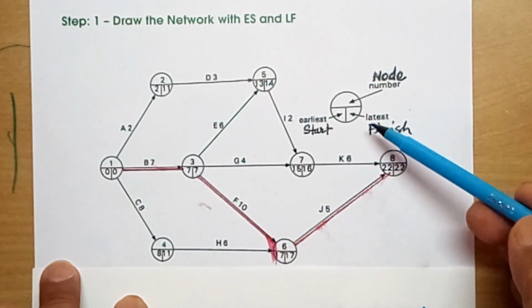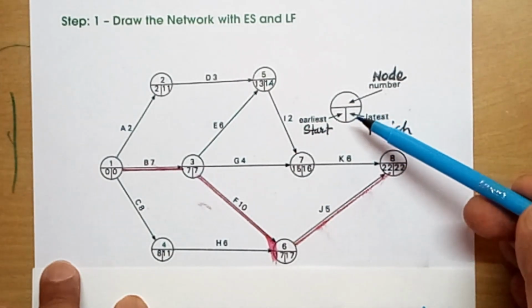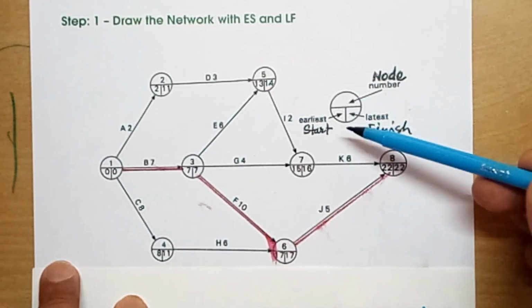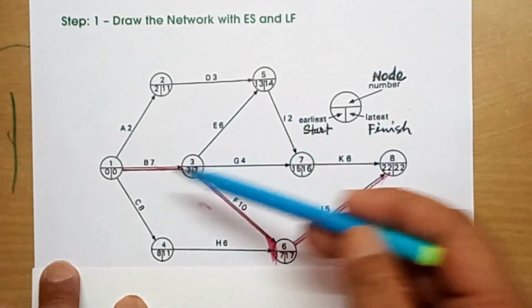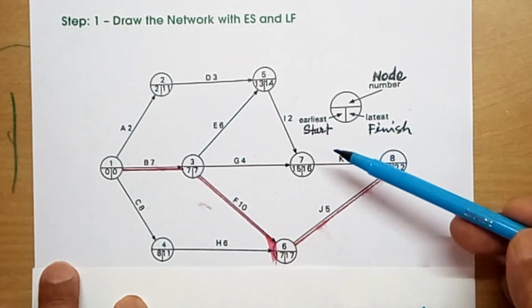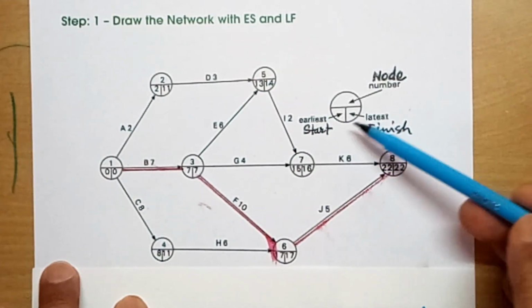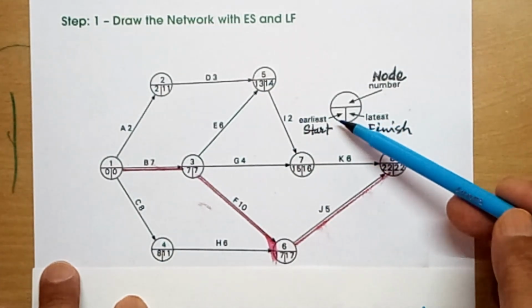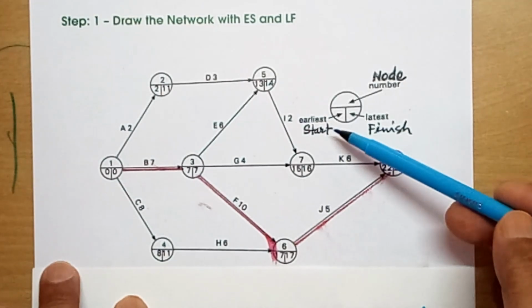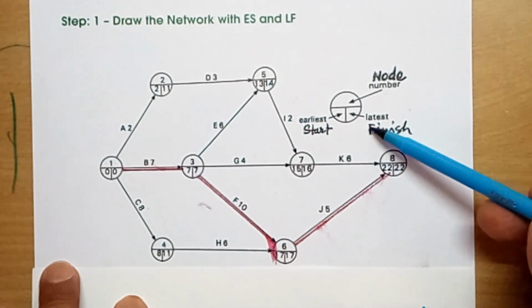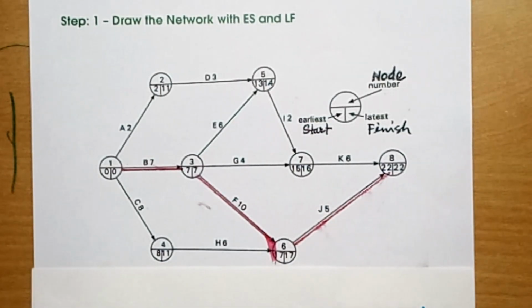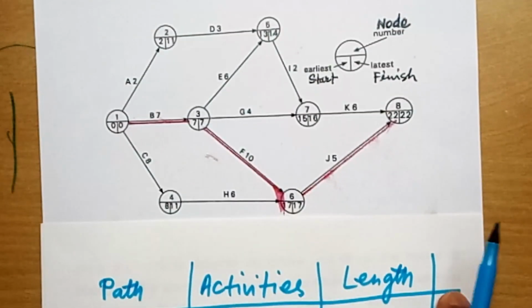So this is important: the anatomy of a node, which has an upper part and a lower part. Within the circle, the upper part will have the node number, and the lower part has two sections, left and right. In the left section you put the earliest start time, and in the right-hand section you put the latest finish time. Clear? Okay. Now the paths.